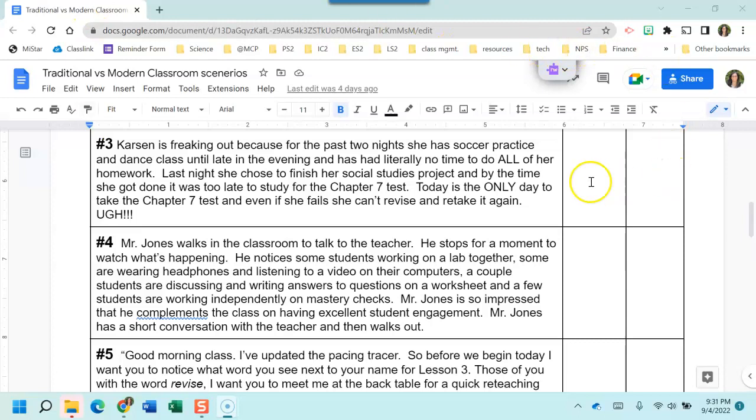What do you think? Is it a traditional classroom or a modern classroom? Choose one and then underline one sentence that supports your answer.